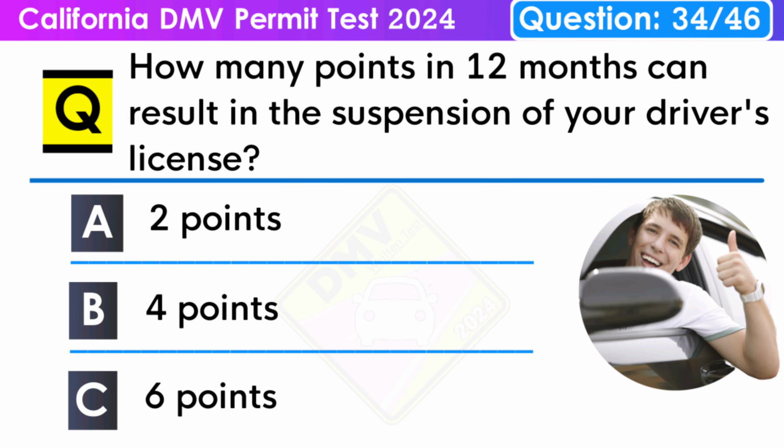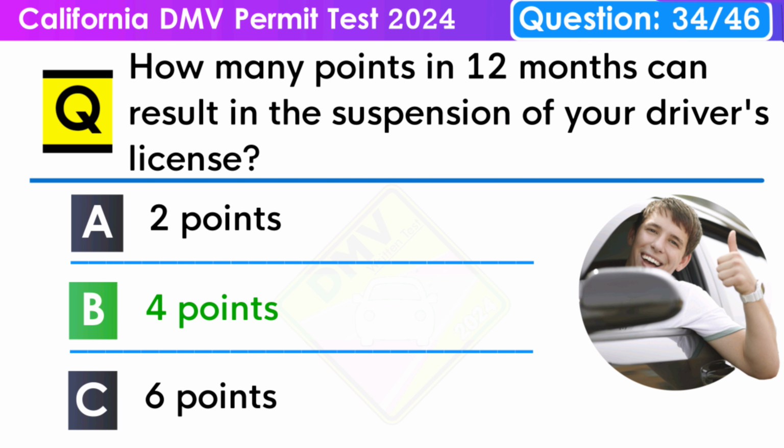How many points in 12 months can result in the suspension of your driver's license? A. 2 points. B. 4 points. C. 6 points. Correct answer: B. 4 points. As an adult, your license may be suspended if your driver's record shows 4 points in 12 months.